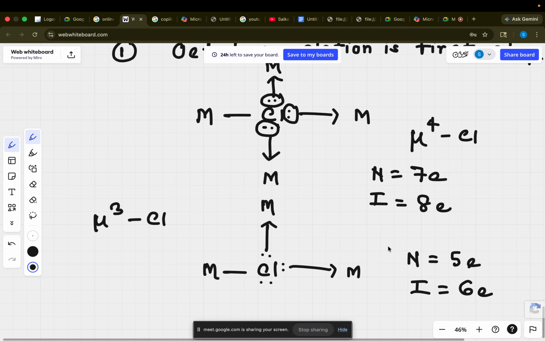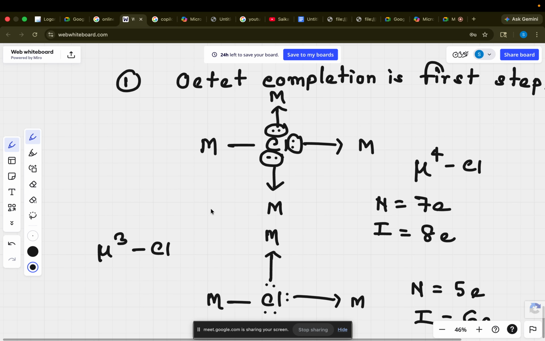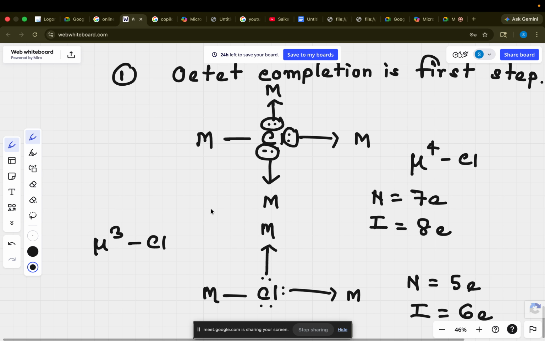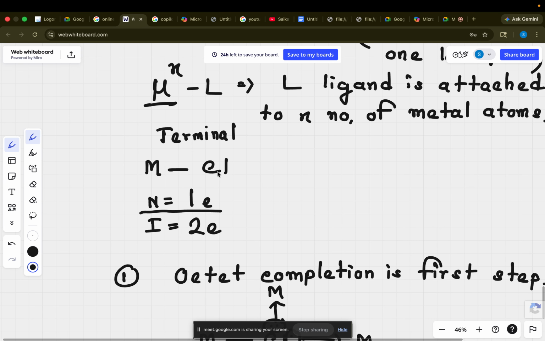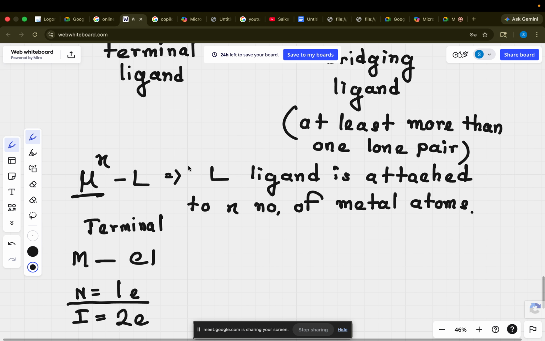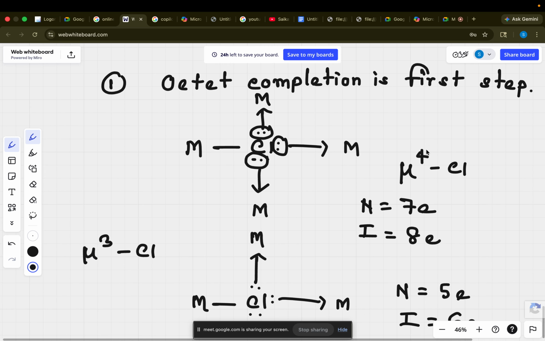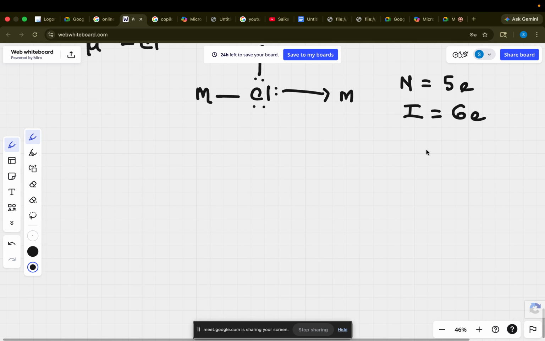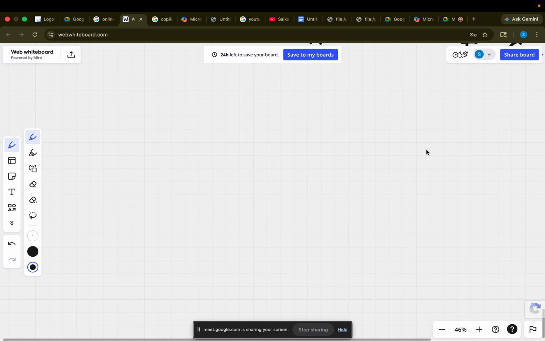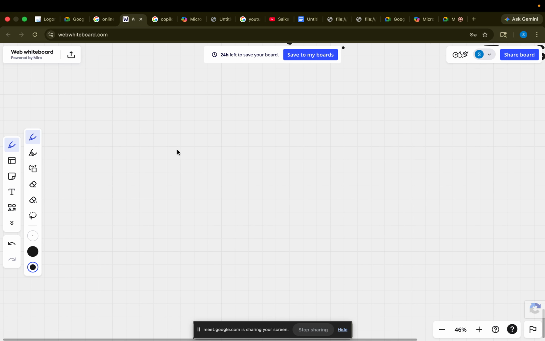And this terminal bond formation is the first step. Because for any ligand, the terminal bond is the first step. It has to form the terminal bond, otherwise bond formation is not possible. Bridging comes next. Bridging is only possible if you have more than one lone pair, and there should also be some metal available. So this is the first example.